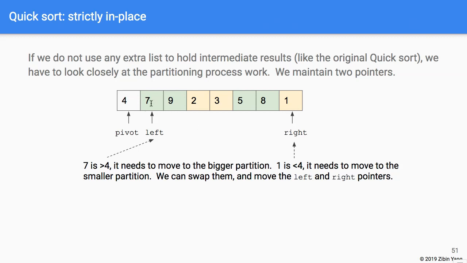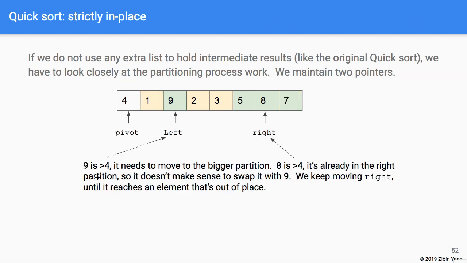So this is great. We have something that's too big that should be in the bigger partition, and we have something that should be in the smaller partition. All we have to do is swap them, and then they will be in the right place in the list, and then we can move the left pointer to the right and the right pointer to the left. So this is the next picture. We swap 1 and 7, and then we move both pointers. Now we look at the next number, 9. 9 is bigger than 4, bigger than the pivot. So again, it's in the wrong place.